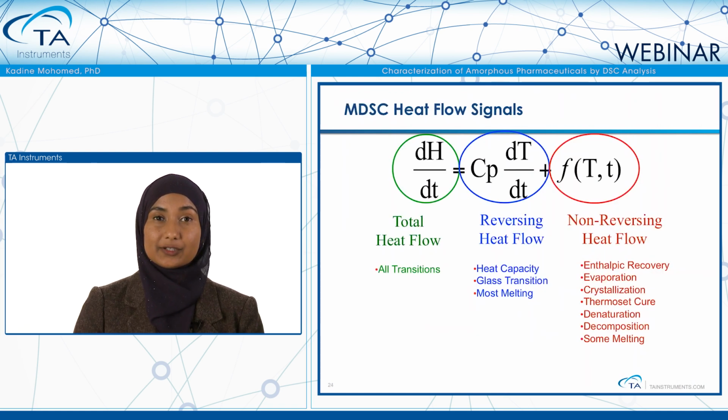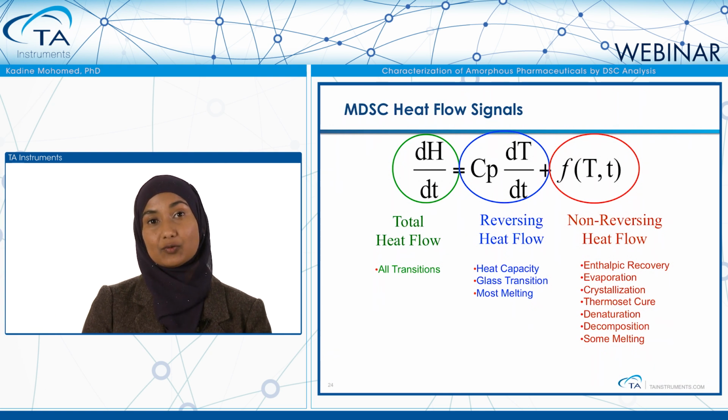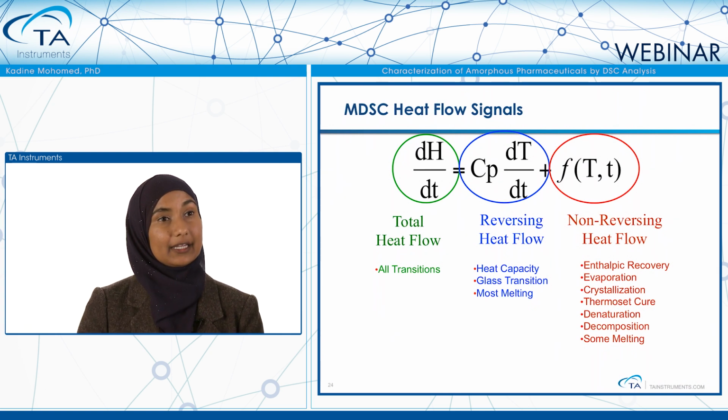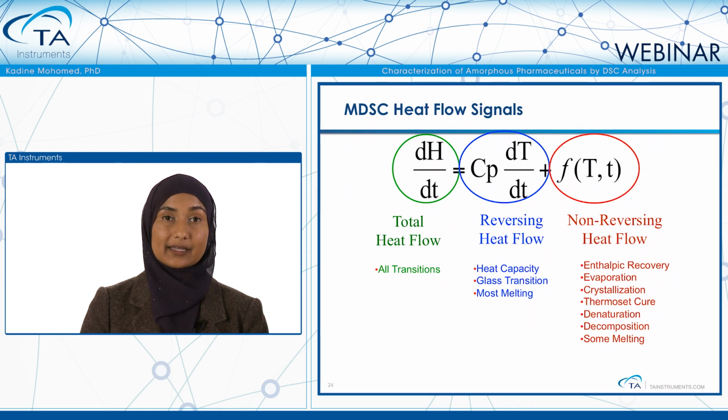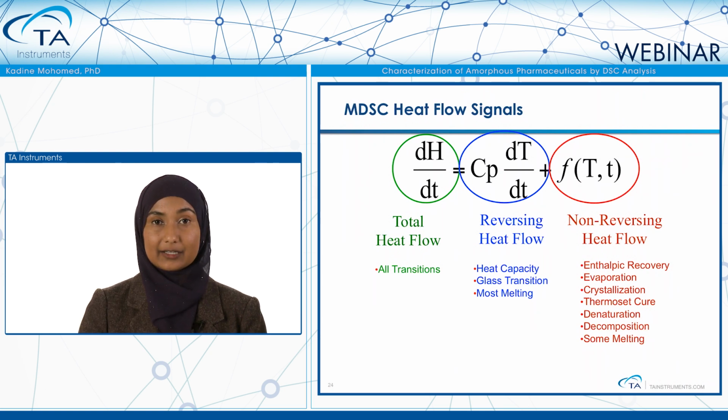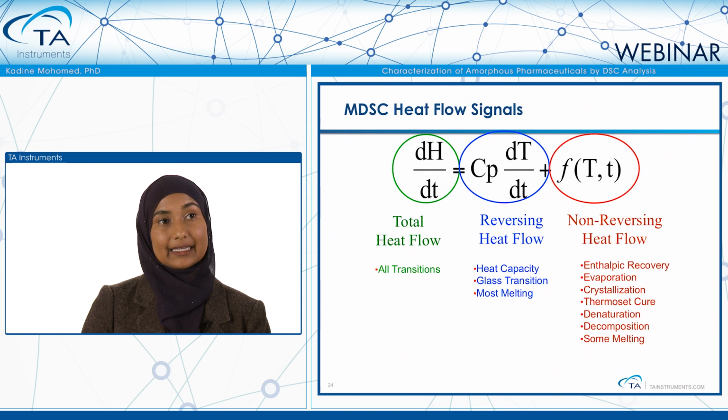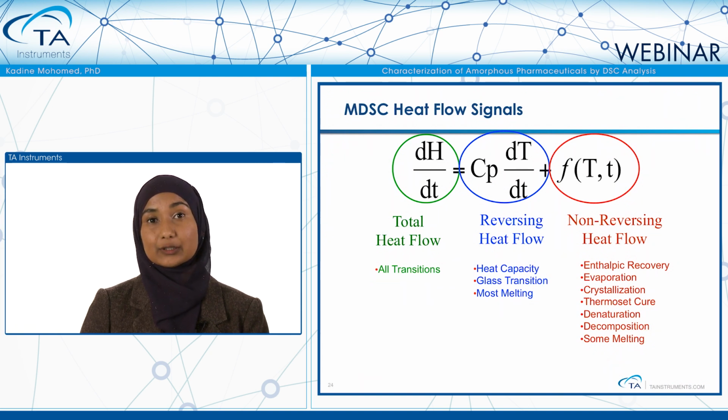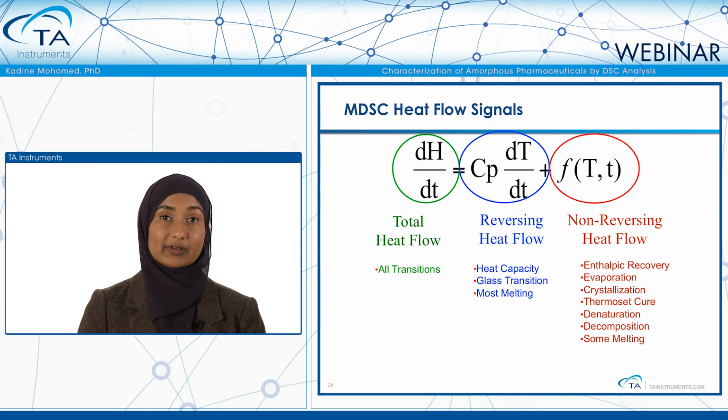So going back to the original heat flow equation so that we can better understand how modulated DSC is applied. The heat flow rate on the left component of that equation is equal to a heat capacity component plus kinetic events. Notice that the heat capacity component, when multiplied by the heating rate, will generate a heat flow associated with events such as the glass transition.